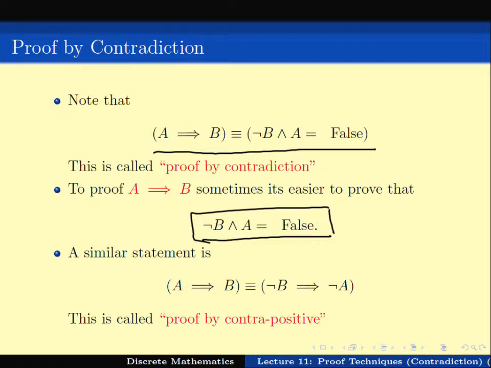This technique is called proof by contradiction, or in other words, you view the problem in a different way. Instead of viewing the problem as A implies B, you view the problem as not B and A is false. A similar statement is what we call proof by contrapositive, which we will be doing in the next video lecture.